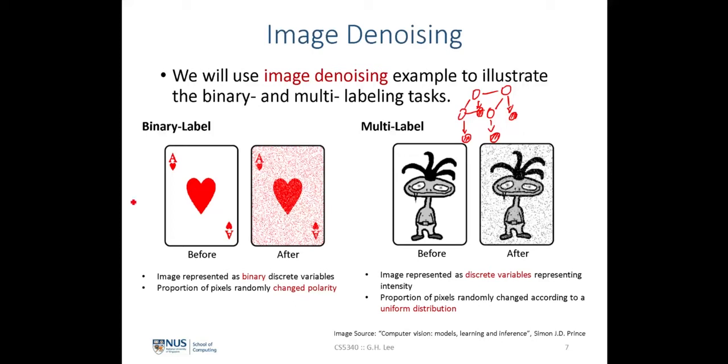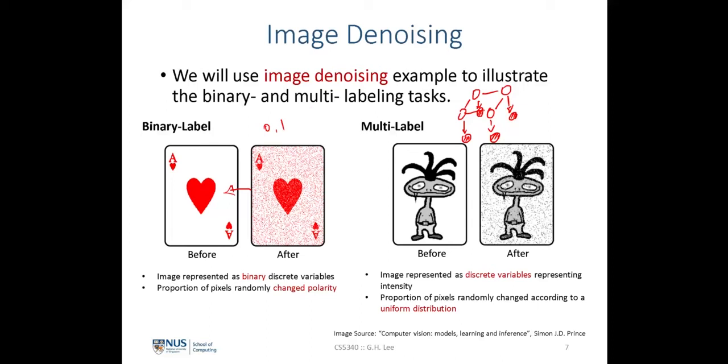On the binary level, here's an example. Given an image that looks something like this, where it's corrupted with binary noise, where every one of these pixels is randomly flipped between 0 and 1. If it is 0, then it's completely white, and if it is 1, then it's completely red in this particular example over here. The task is that given this particular image that is corrupted with noise randomly, we want to recover the clean image, and this would be the binary image denoising problem. And we'll see that we can actually solve this particular problem using the graph cut algorithm.